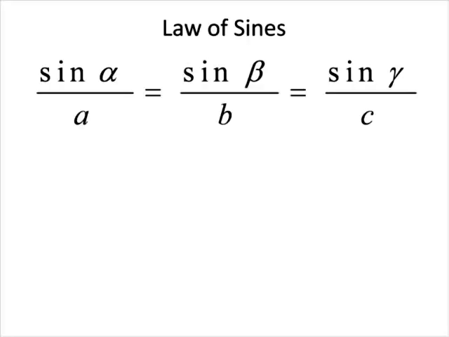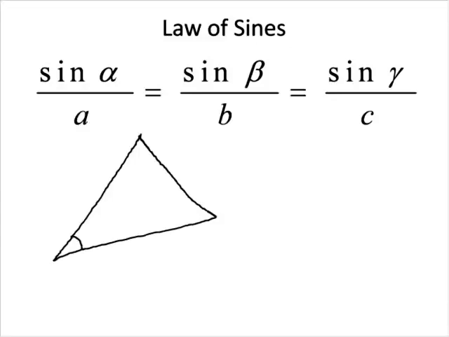Alright, today we're going to talk about the law of sines. You can see it right there: sine alpha divided by A equals sine beta divided by B equals sine gamma divided by C. Now, here's what we'll do. We'll draw ourselves out a nice little triangle.